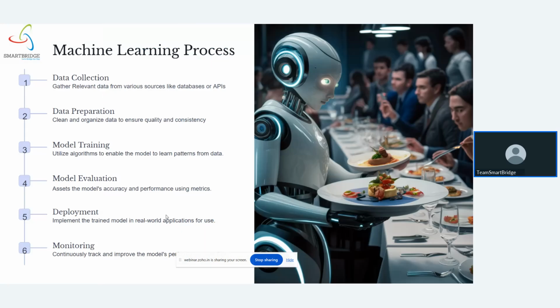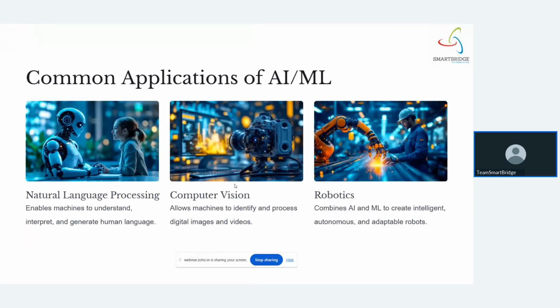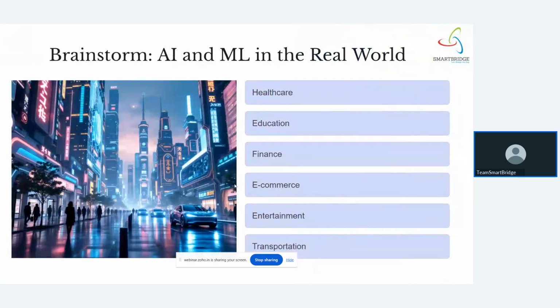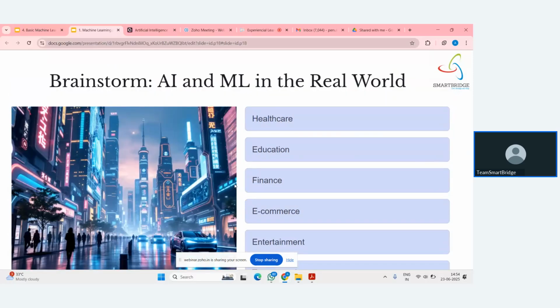If you haven't written this in your books, just note it down. Data collection, data preparation, model training, model evaluation, deployment, and monitoring. All these are the six steps: data collection, data preparation, model training, evaluation and testing, deployment, and waiting for the results. Common applications, you already learned about all these things and about future AI and real world applications also. Till here, any doubts?